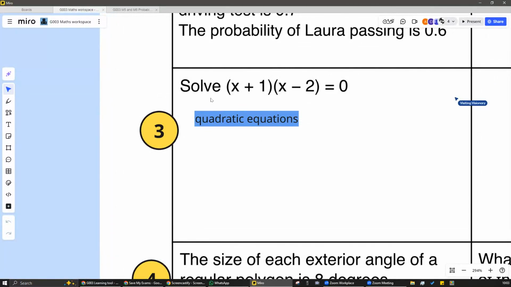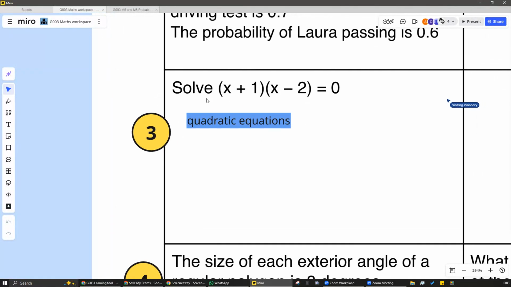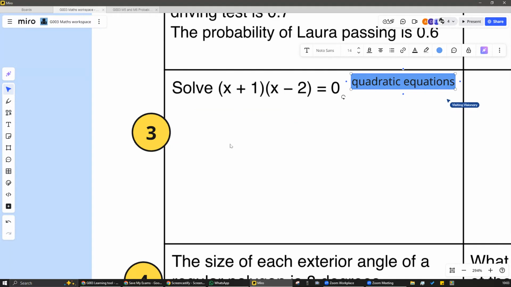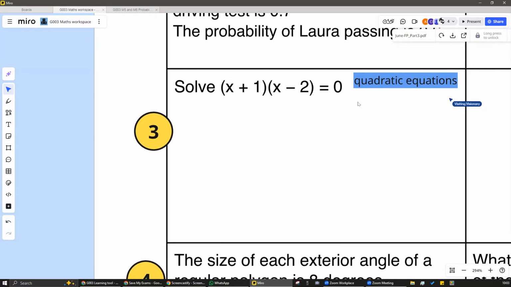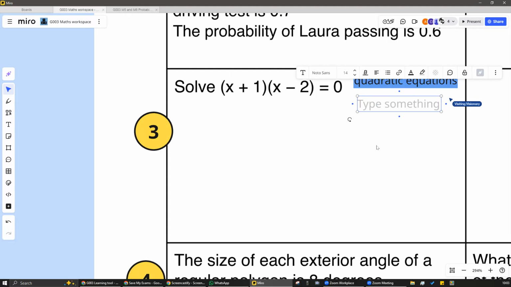So, question 3 says solve this equation here, and I've labelled it as a quadratic equation. It is a quadratic equation. A couple of things we want to note about quadratic equations. One, I'll make a note of this here. So do some bullet points.